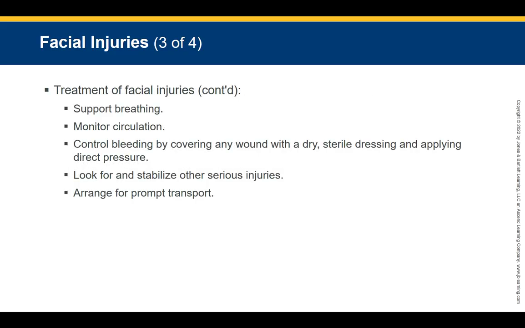I might have to support them breathing. I definitely have to monitor circulation because with a head injury, it could cause altered breathing pattern. It could cause altered pulse rates. Now, again, because the cardiac muscle has its own way of running itself, the automaticity, it may cause a little bit of cardiac arrhythmia there. We need to make sure that we're controlling any bleeding. We don't want there to be just random blood, and death. We don't want that. We need to look for and stabilize any other serious injuries.